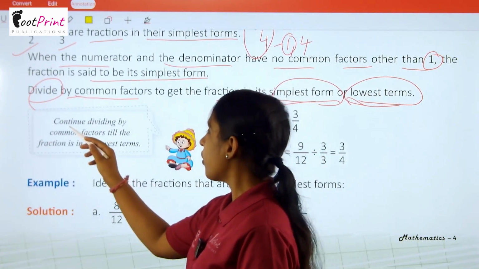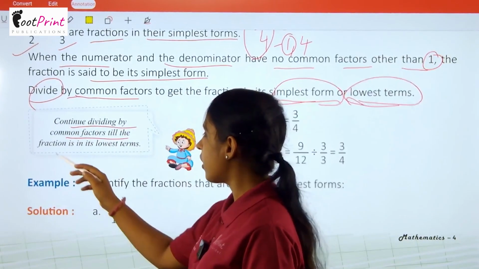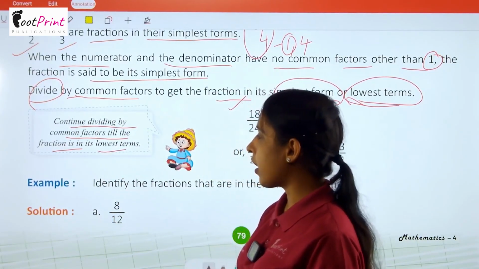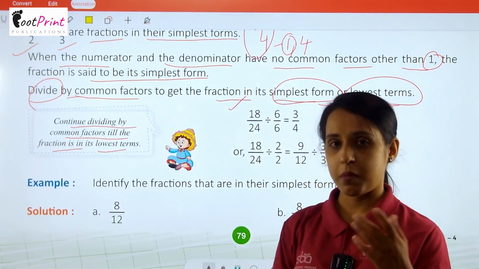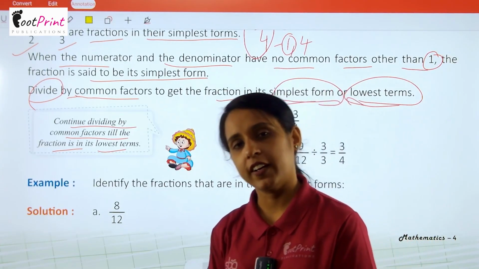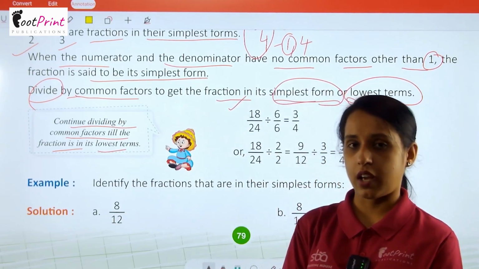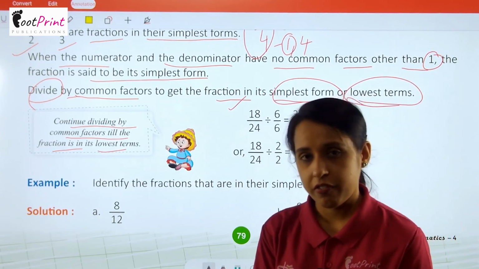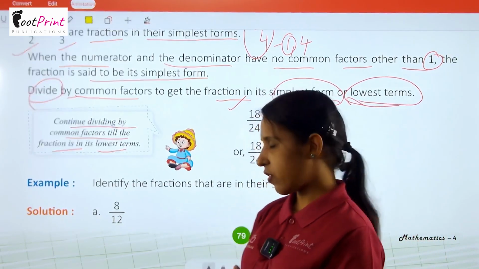So continue dividing by common factor till the fraction is in its lowest term. तो ऐसा नहीं है बस हमें एक ही बार डिवाइड करना है, हम बार बार डिवाइड करते जाएंगे जब तक जो हमें गिवन फ्रैक्शन है वो अपने लोएस्ट टर्म में नहीं आ जाता है.